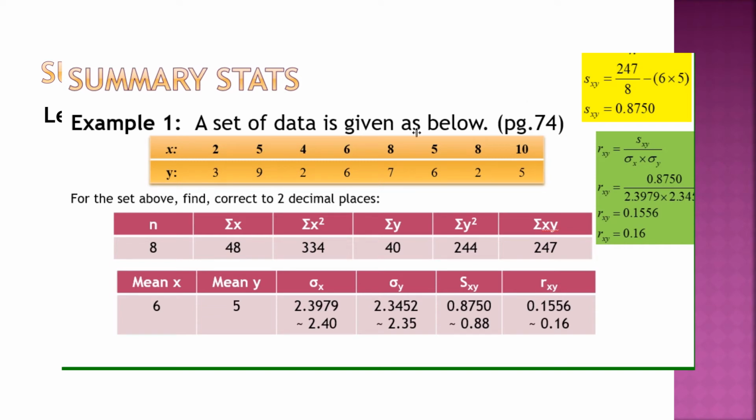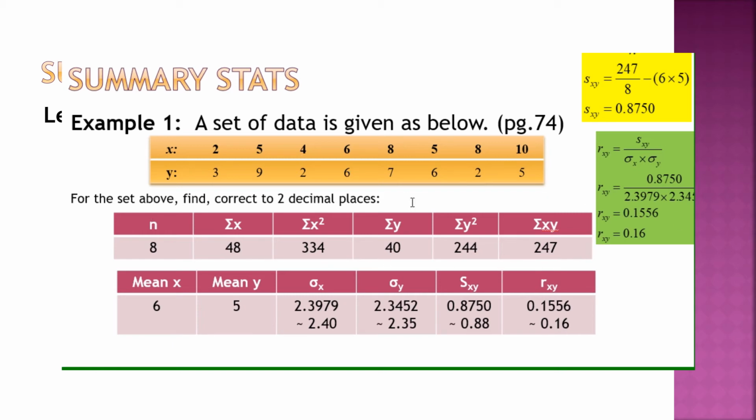There's a set of data given as below. You have x, you have y. If you have a table like that, usually we will plug it into the calculator. But this is just practice now, that's why you're going to use the manual method and calculate. But if you have something like that, please just put everything in the calculator. But in this situation, they want you to calculate. So you need to find n, sigma x, sigma y, sigma x squared, sigma y squared, and sigma xy. Please note all of this can be found using the calculator.